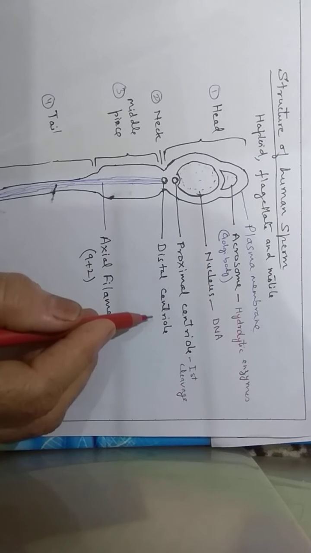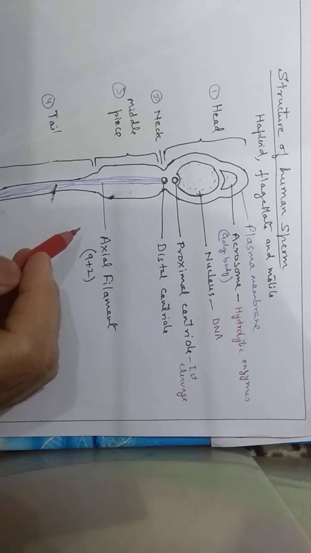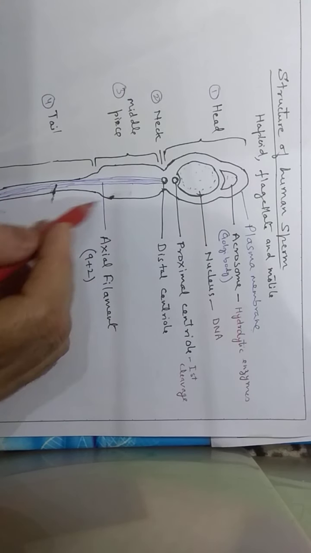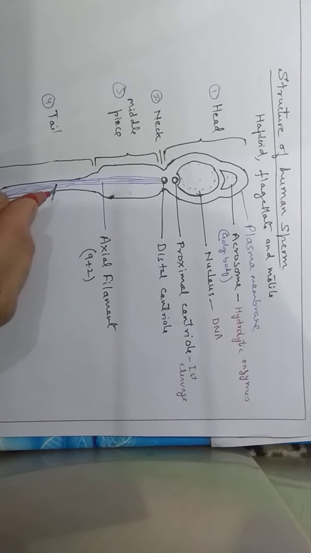From the distal centriole the axial filament emerges and runs the whole length of the tail, and inside the tail there is a small amount of cytoplasm.